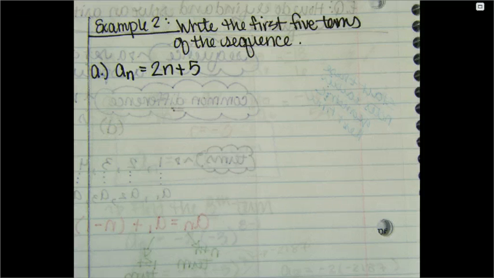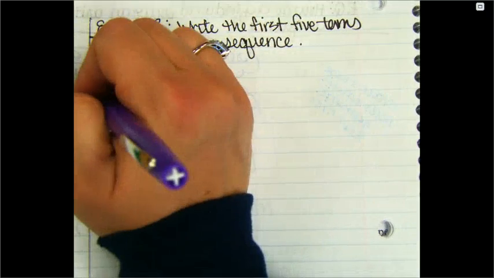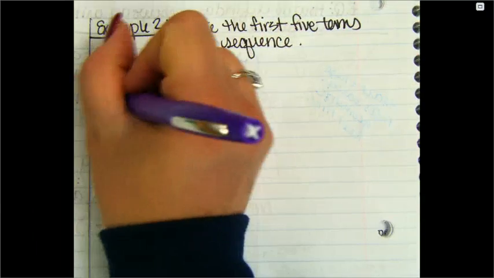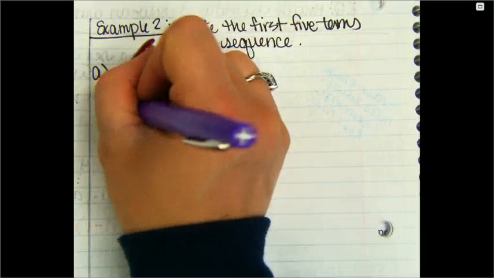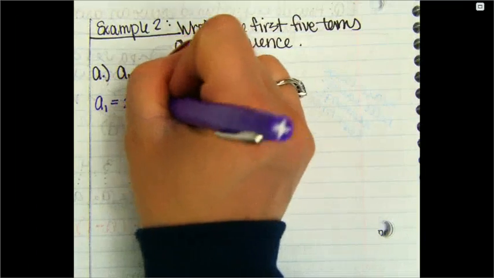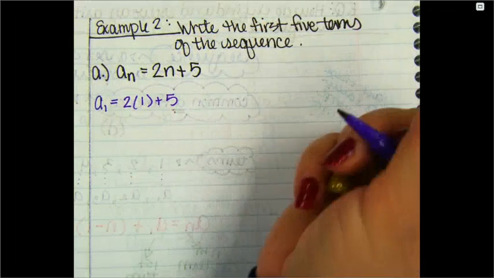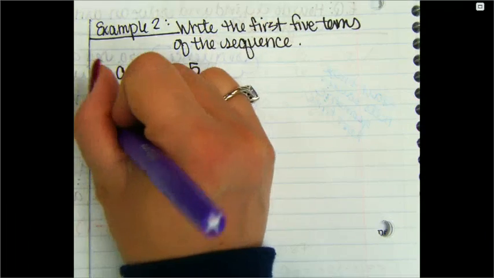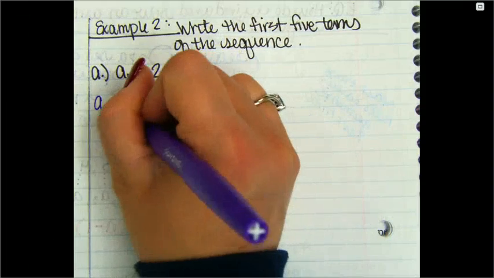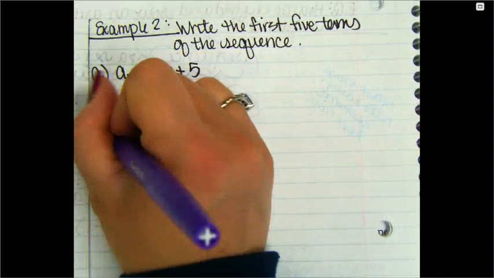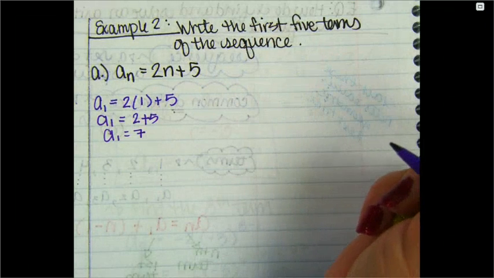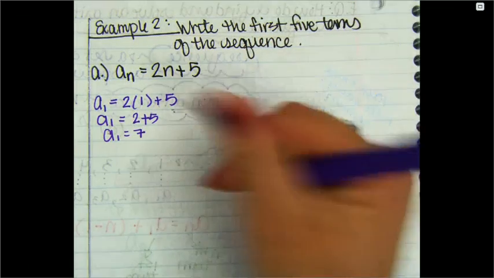Okay, ready? Watch. We've done this. We're going to write a sub, what's the first term? 1 equals 2 times 1 plus 5. This is just evaluating this expression, right? So then we get a sub 1 equals 2 times 1 is what? 2 plus 5 is 7. Should your work look like this? Yes.